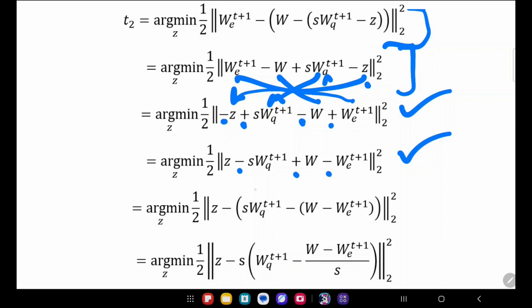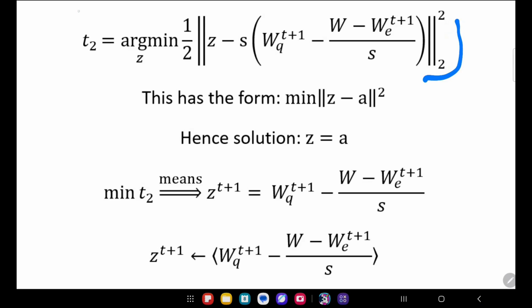So now we can take the brackets. We take out the S here. So it becomes Z minus S times WQ at t plus 1 minus W minus WE at t plus 1 divided by S. Now we have this equation, right? We have this equation.